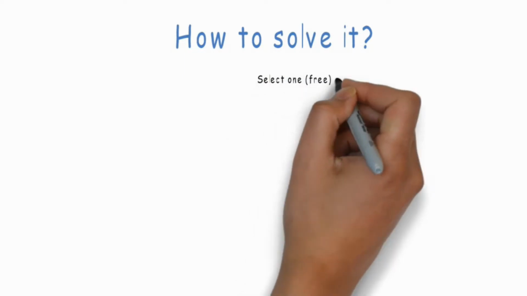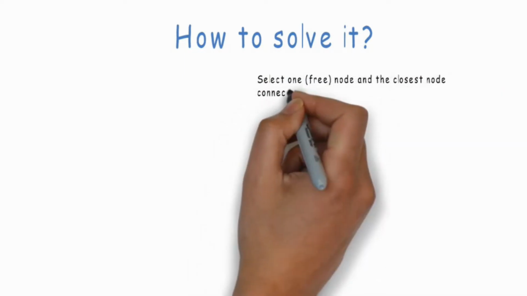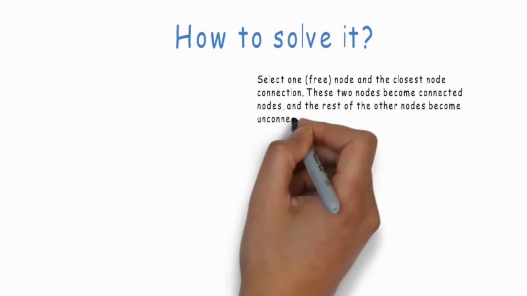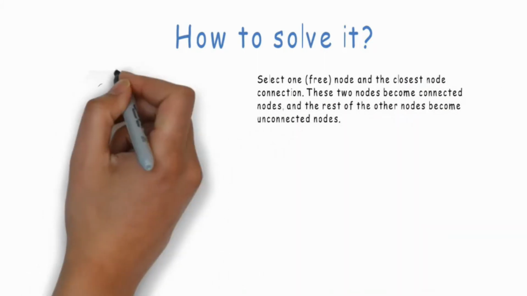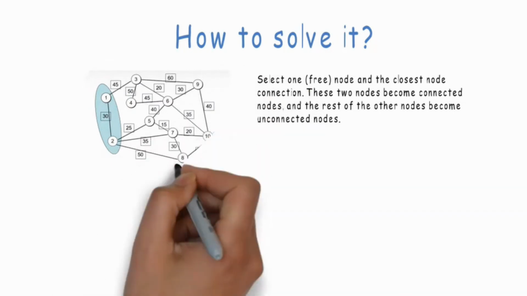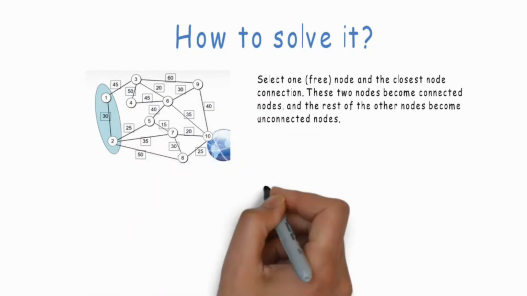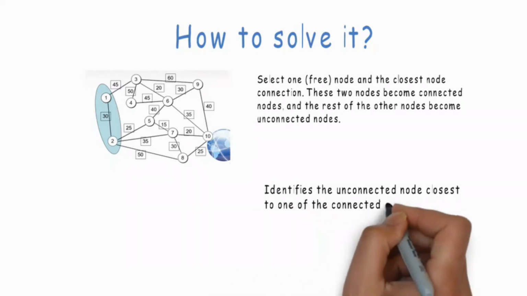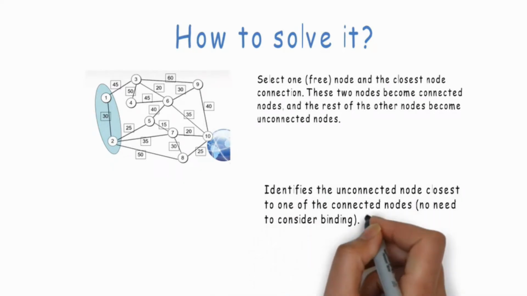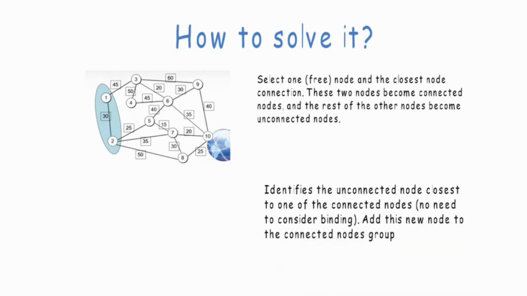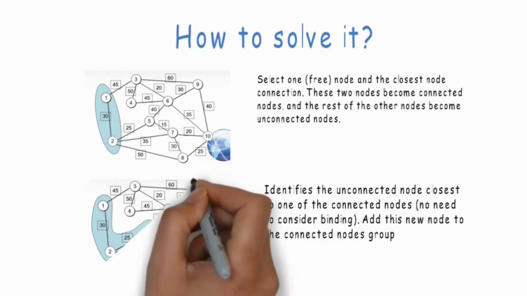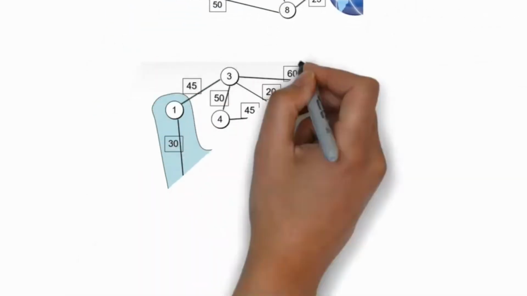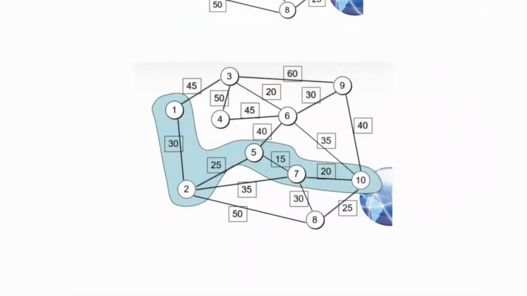First, select one free node that is closest to a node connection. These two nodes become connected nodes and the rest become unconnected nodes. For example, the first node is 1 and the next node is 2. Second, identify the unconnected node closest to one of the connected nodes, no need to consider ties, and add these new nodes to the connected nodes group. After 2, we choose 5. After 5, we choose 7 and 10.